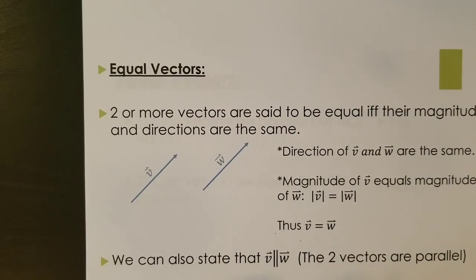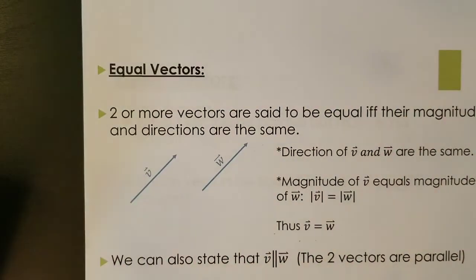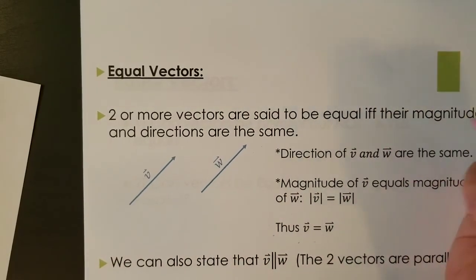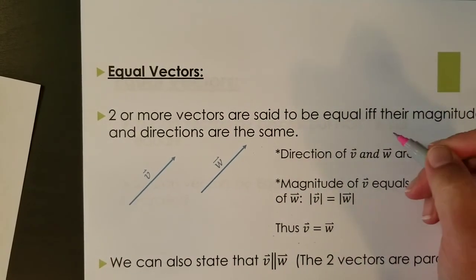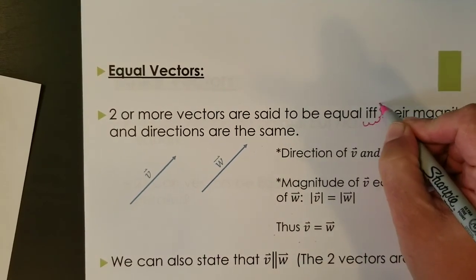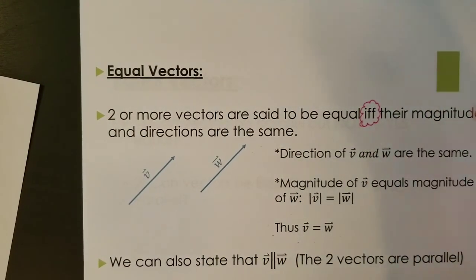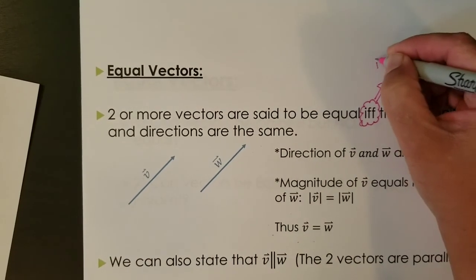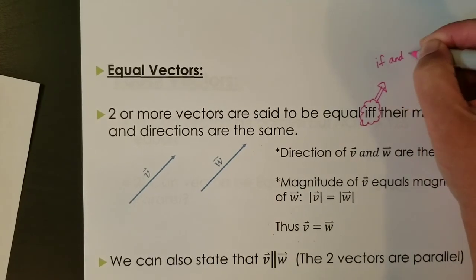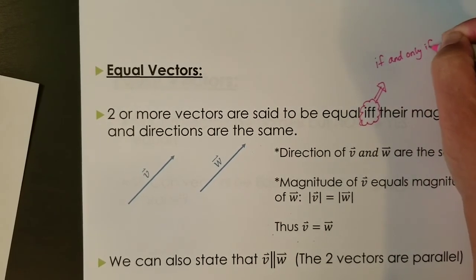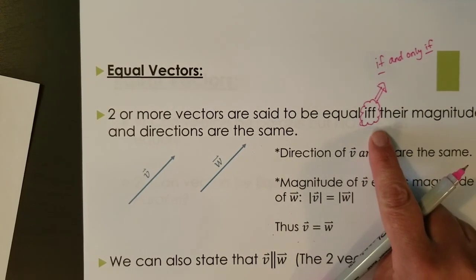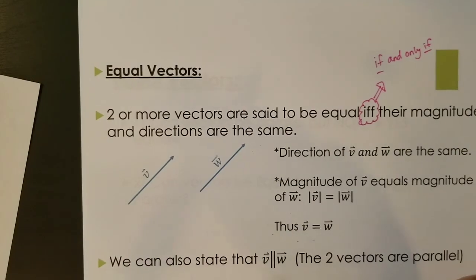And I want to do a little sidebar and talk about this notation, because this is something that will absolutely come up in later math courses if you continue on to take any math in university. This means if and only if. So this implies causation in both directions. And I'll maybe show you what I mean here.